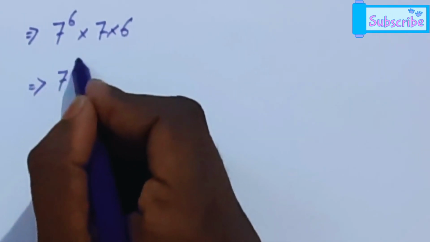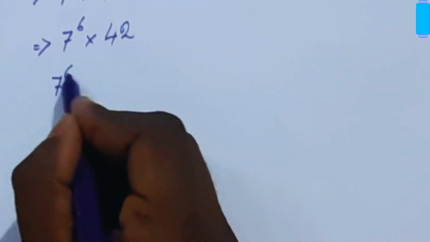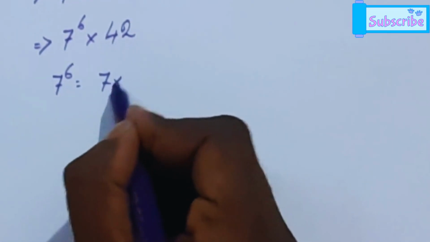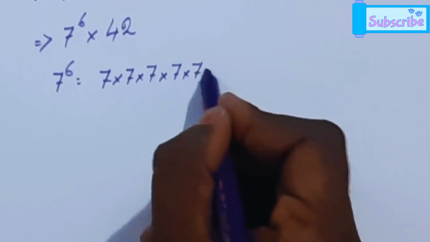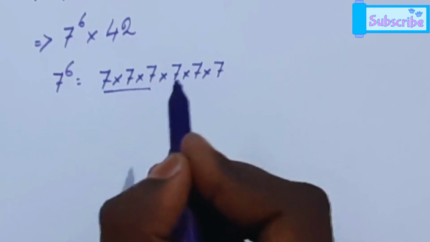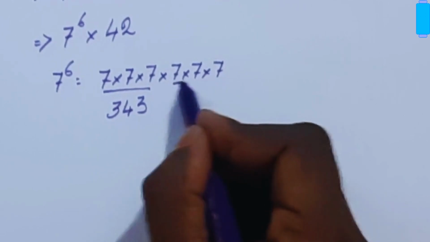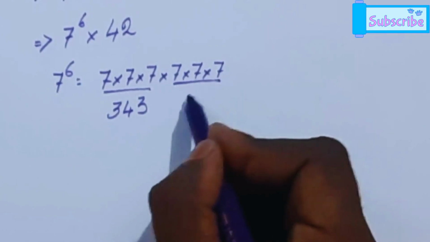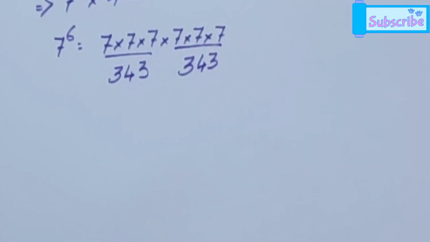In this step, 7 power 6 times 42. Now we are going to expand this 7 power 6. So 7 power 6 equal to 7 times 7 times 7 times 7 times 7 times 7. Now this 7 times 7 times 7 is 343. Same way this 7 times 7 times 7 is 343. Now we are going to multiply this here.